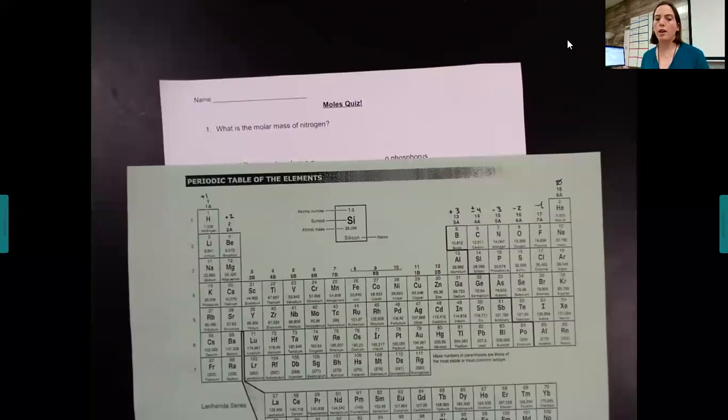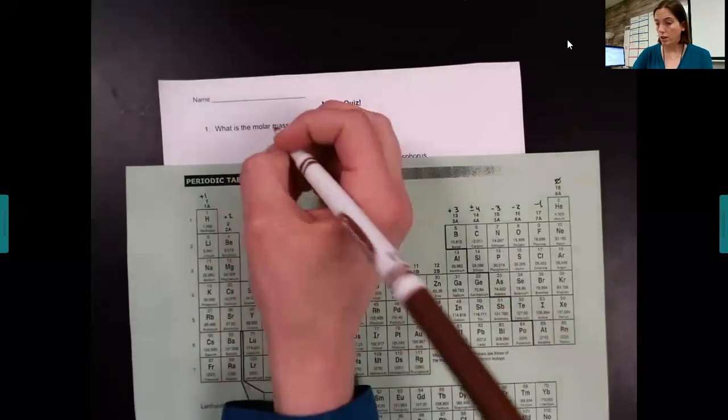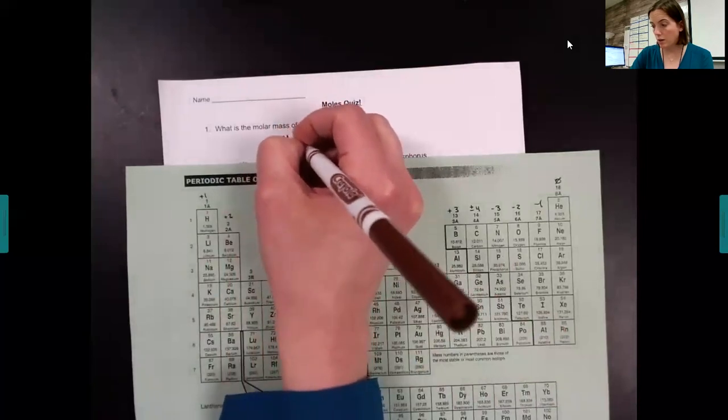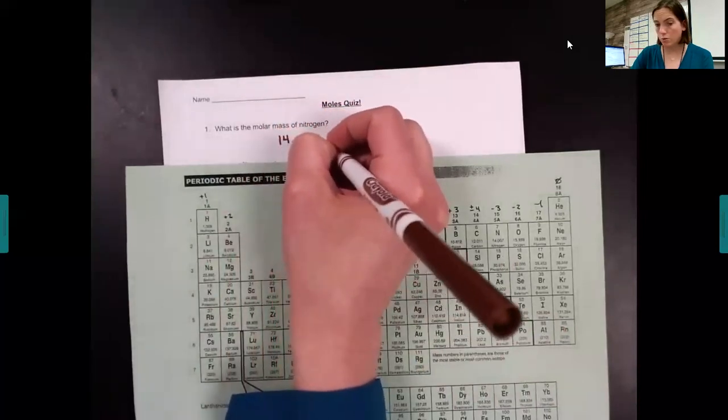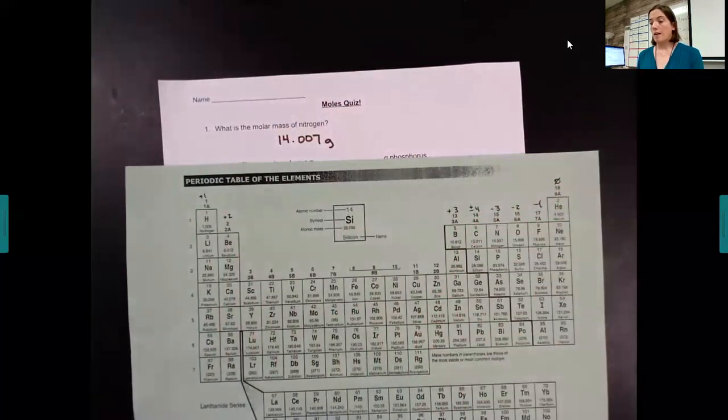Okay, number one, what is the molar mass of nitrogen? Okay, well, if it's asking for the molar mass of anything, you're just gonna look it up. Nitrogen's right here. Nitrogen is 14.007 grams. That's the molar mass.